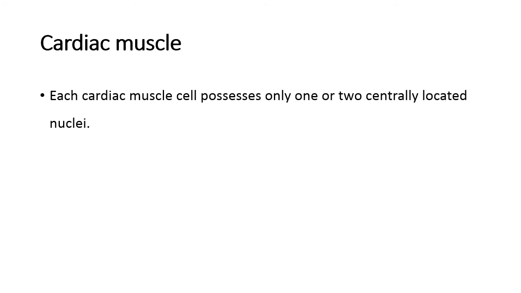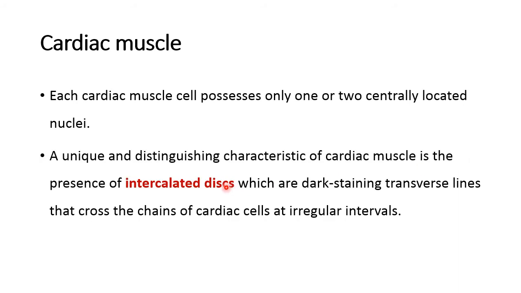Each cardiac muscle cell possesses only one or two centrally located nuclei. The nuclei are located in the middle, one or two, but it is not multinucleated unlike the multinucleated skeletal muscle fibers, where the nuclei are multiple and located peripherally. And the unique and distinguishing characteristic of the cardiac muscle is the presence of intercalated discs, which appear as dark staining transverse lines that cross the chains of the cardiac cells at irregular intervals.